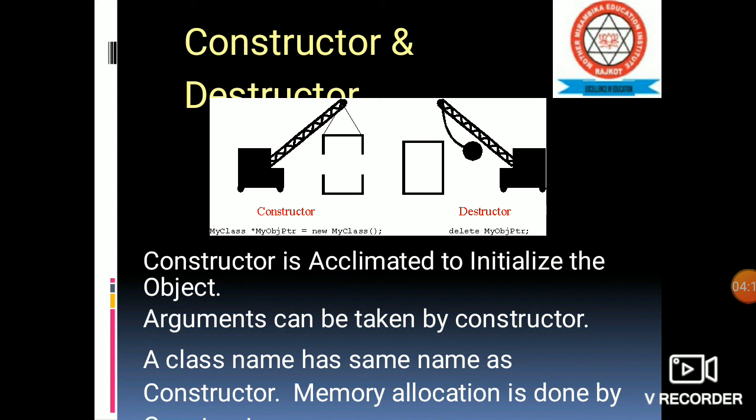Constructor is used to initialize the object. Arguments can be taken by the constructor. Constructor has the same name as the class name, and memory allocation is done by the __construct function.